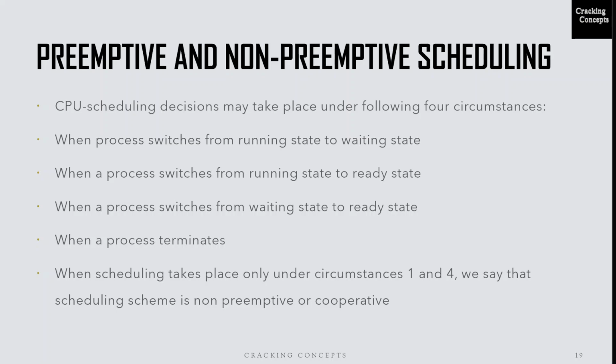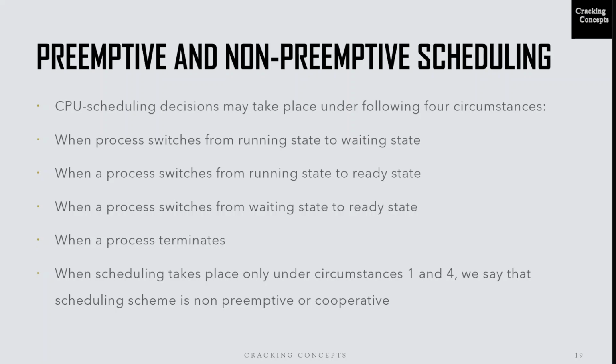Next is preemptive and non-preemptive scheduling. CPU scheduling decisions may take place under the following four circumstances. The first is when a process switches from the running state to the waiting state, for example, as the result of an IO request or an invocation of wait for the termination of a child process. The second is when a process switches from the running state to the ready state, for example, when an interrupt occurs. The third is when a process switches from the waiting state to the ready state, for example, at the completion of an IO request. The fourth is when a process terminates.